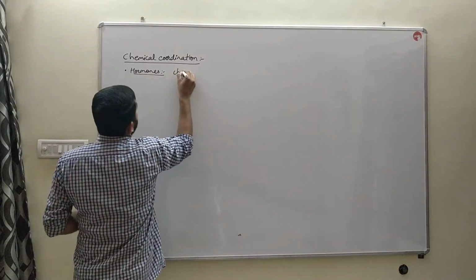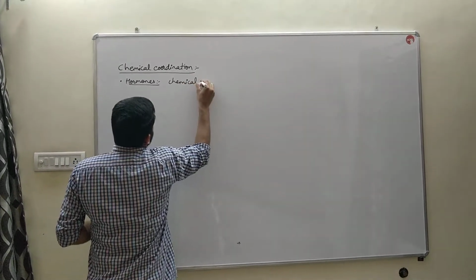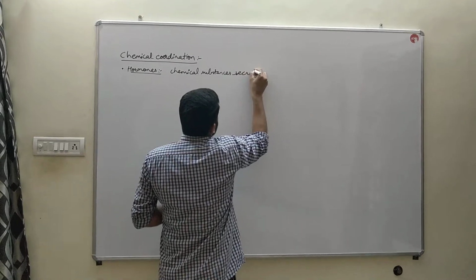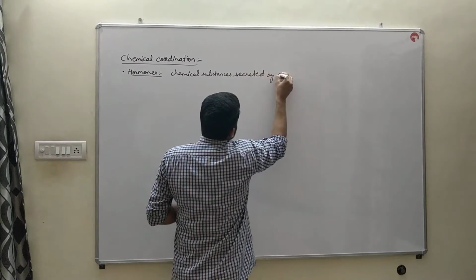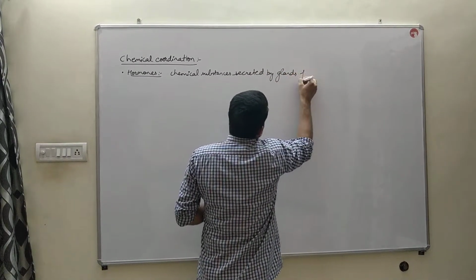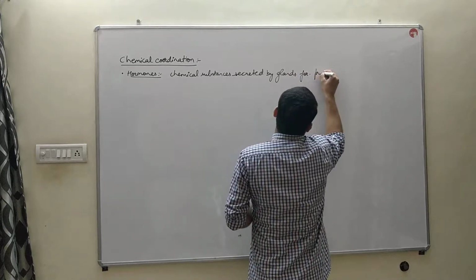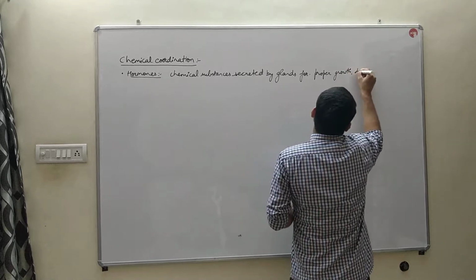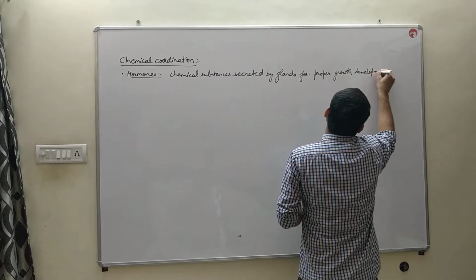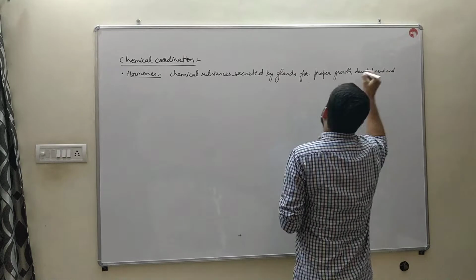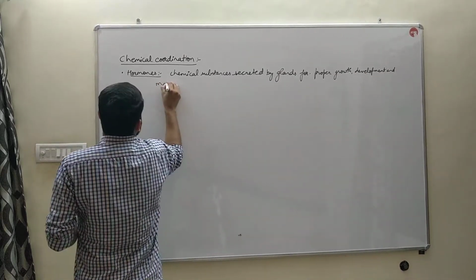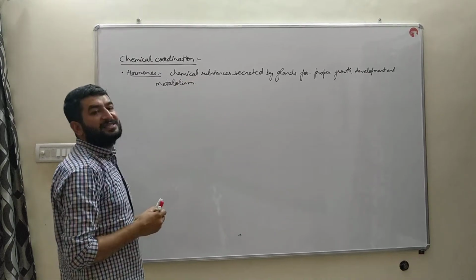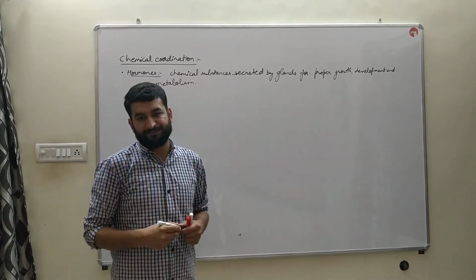Hormones are the chemical substances secreted by glands for proper growth, development, and metabolism or metabolic activities. Those chemical substances are known as hormones.